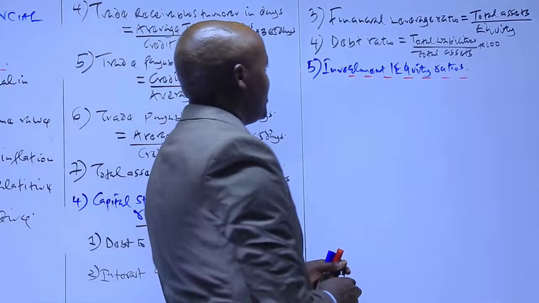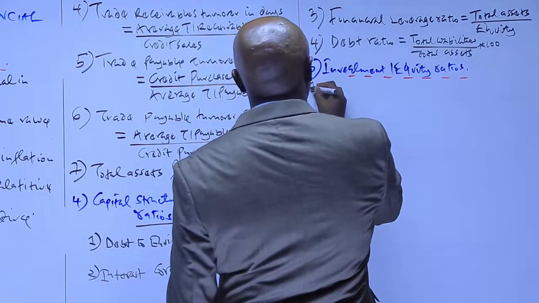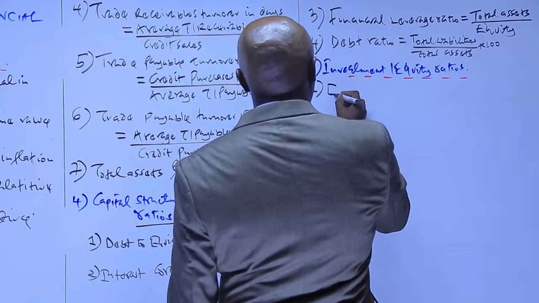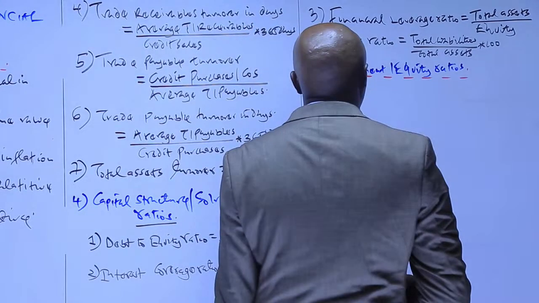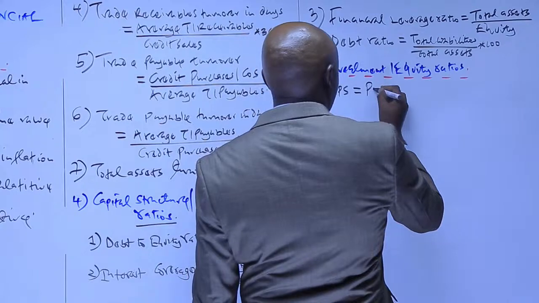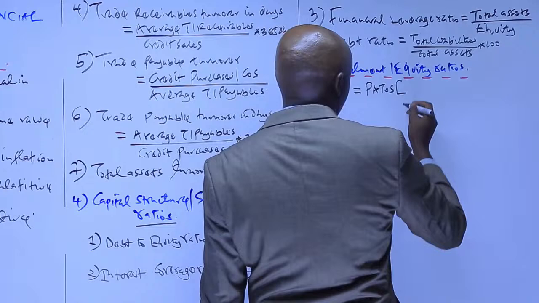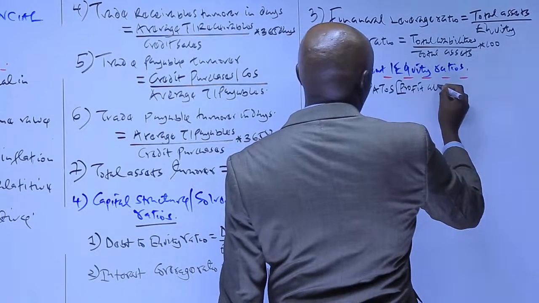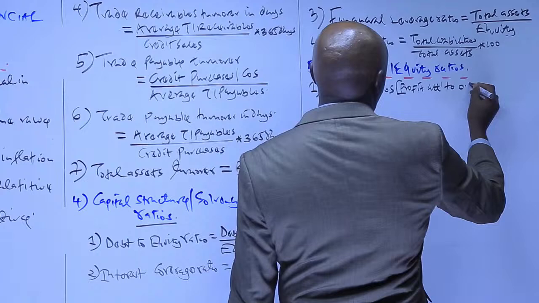So I've said these investment or equity ratios, which include number 1, the earnings per share. Earnings per share, this is equal to the profit attributable to ordinary shareholders. This one is abbreviated as PATOS, which is profit attributable to ordinary shareholders.